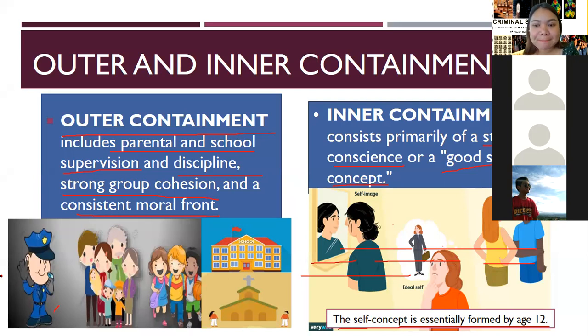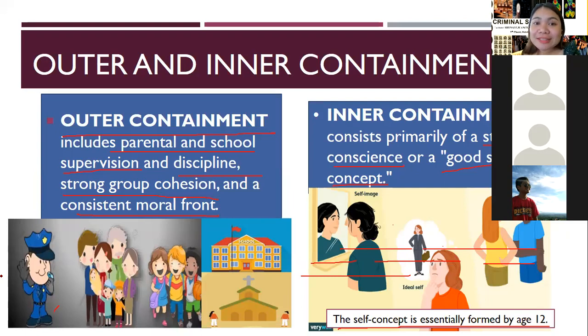For example, ma'am, inner containment is having discipline and the values you were given and have learned. The outer containment, ma'am, is the positive influences around you, for example your family, how you were raised, the teaching of your school, and your church. Very good.